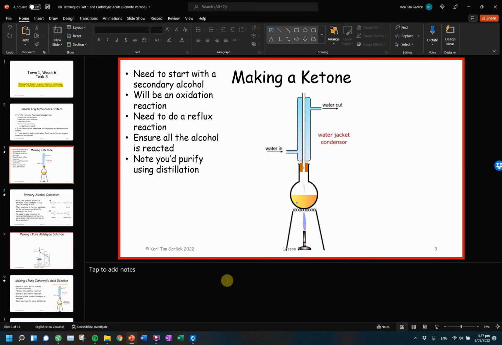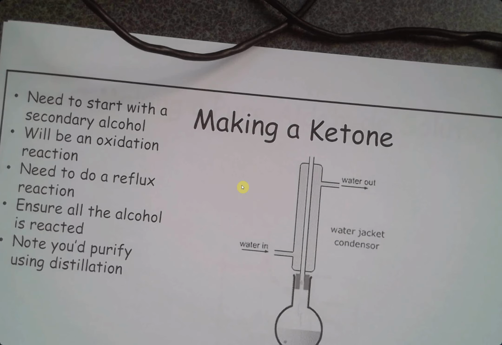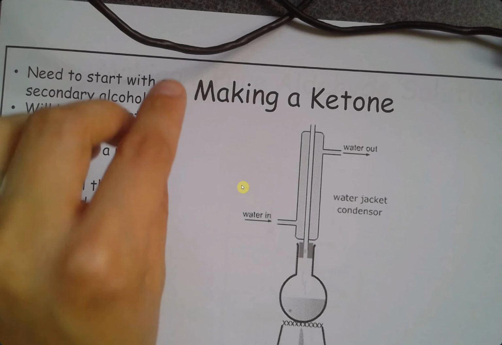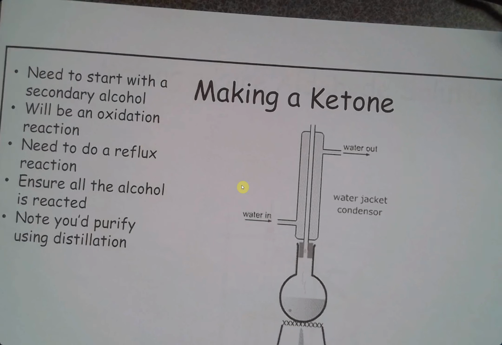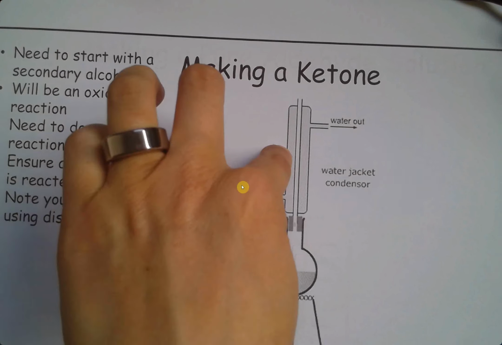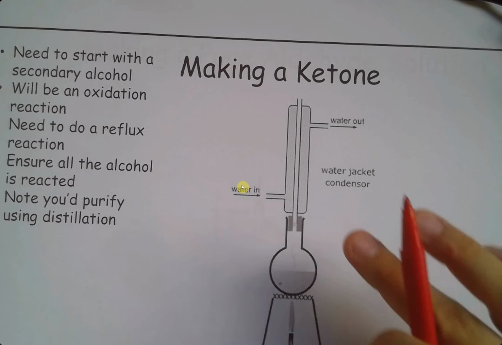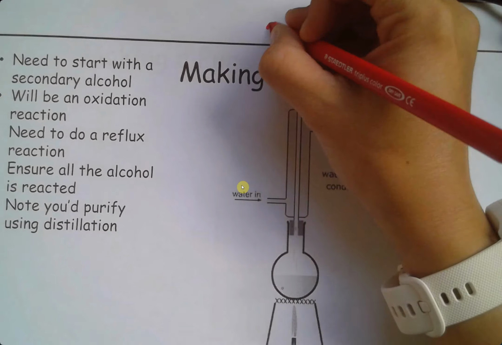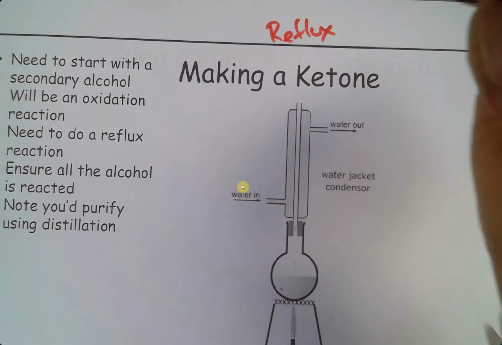Cool. So I will switch to the board notes, or I should say the document camera, to talk about some of these different techniques. So the first one we're talking about is making a ketone. And when we're making a ketone, I now need to start introducing some equipment. This equipment here is known as reflux. So that's the reflux setup.